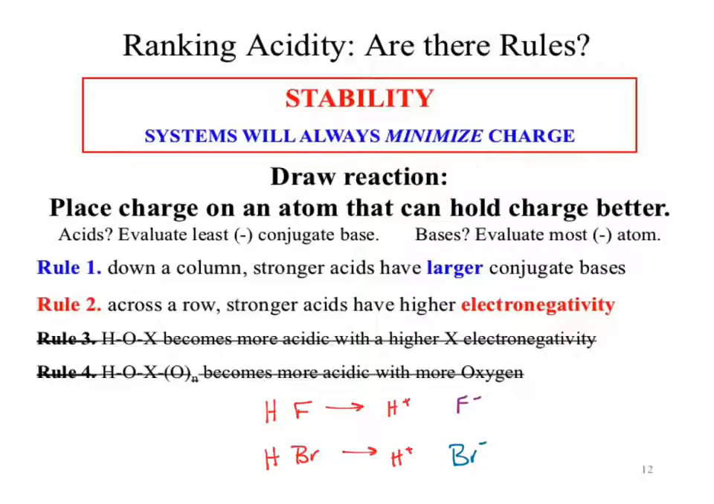Br- is more stable according to rule number 1. Look at rule number 2. Ignore the across a row, down a column. What does rule number 2 say? Stronger acids have higher electronegativity. Anybody see a conflict there? We use rule number 2. HF is the stronger acid. Fluorine is more electronegative than bromine. We use rule number 1. HBr is the stronger acid. Yes, they conflict with each other.